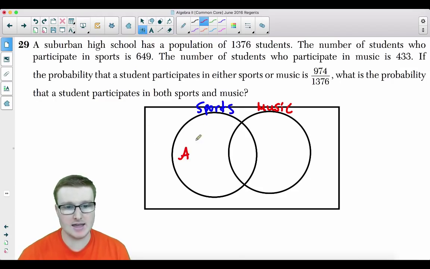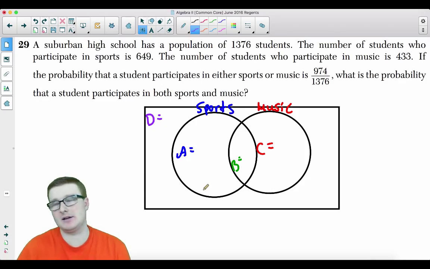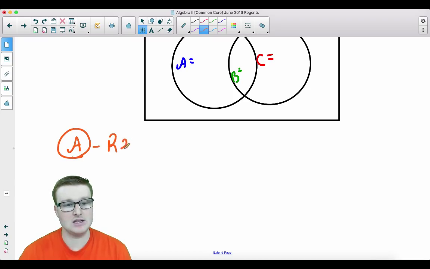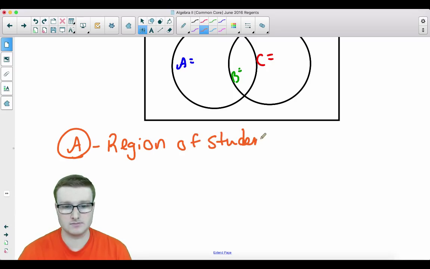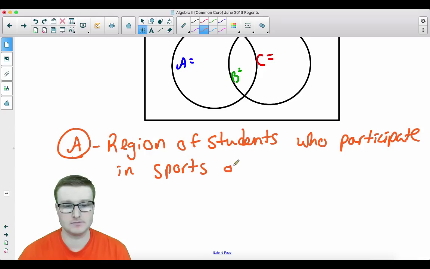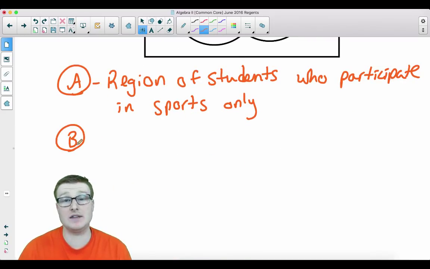I'm going to call this letter A. I'm going to do that in blue, though. All right. I'm going to call this letter A. I'm going to call this letter C. I'm going to call this letter B. I'm going to call this letter D. And I'm going to explain why I'm doing all this anyway. So letter A in this scenario is the region, and I suggest you copy this down, A is the region of students who participate in sports only, not music, okay?